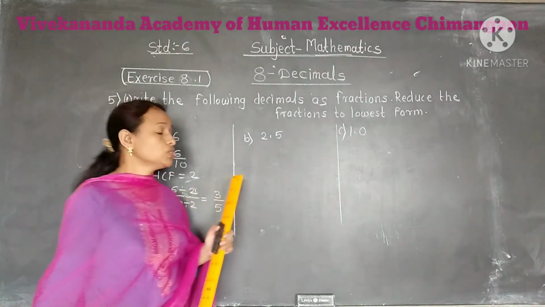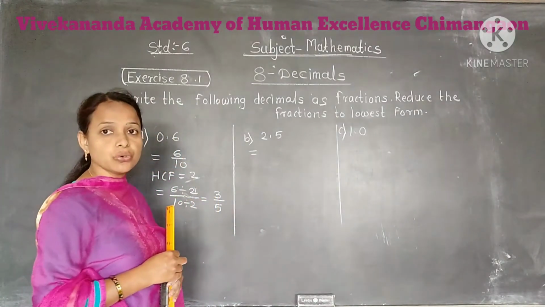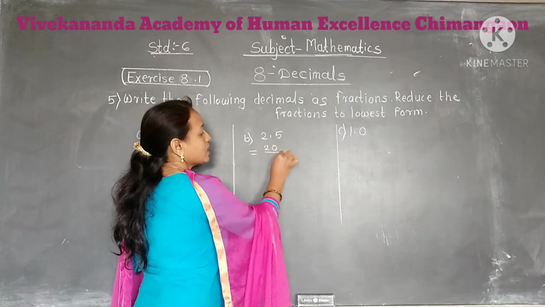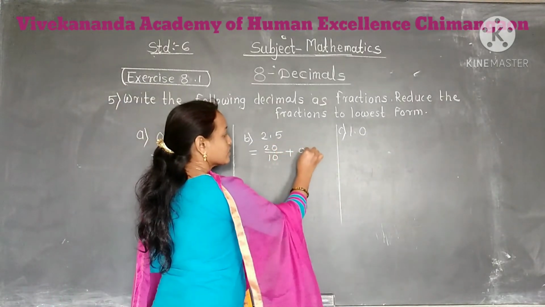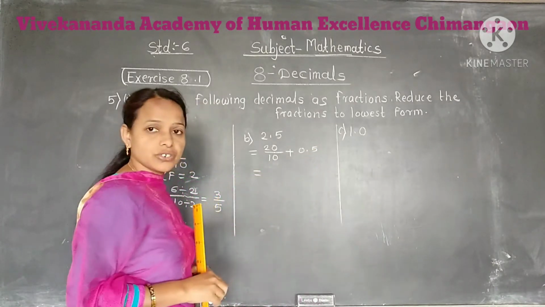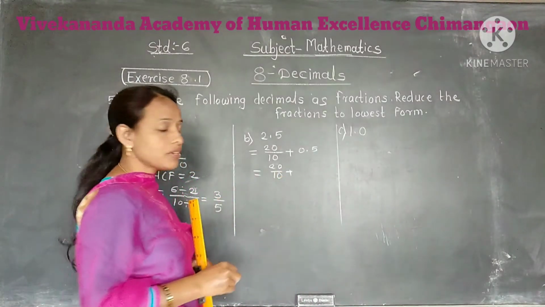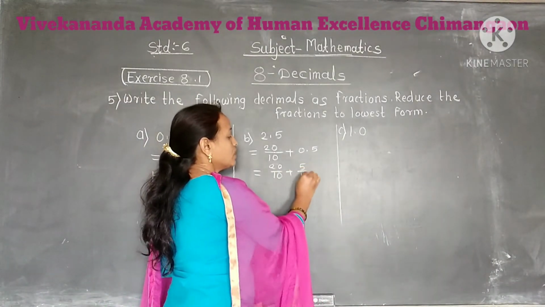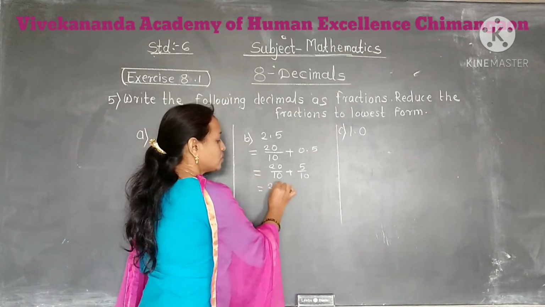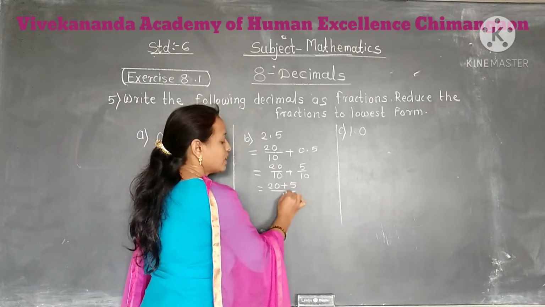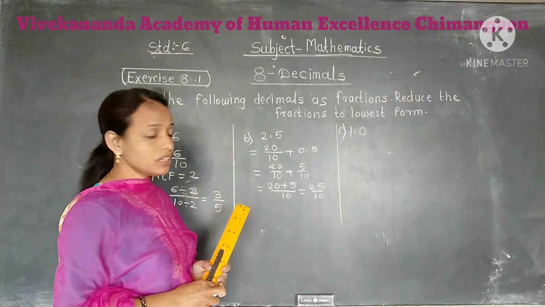Now next example, 2.5. So we write this decimal as a fraction: 2 we write as 20 upon 10 plus 0.5. 0.5 we write as 5 upon 10. Now these are like fractions, so we add the numerators: 20 plus 5 upon 10. We get 25 upon 10.